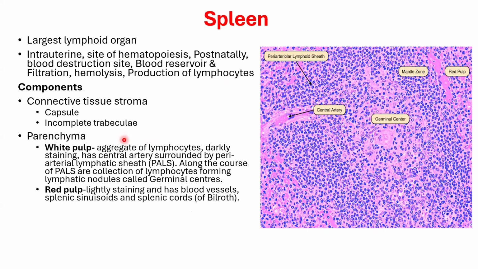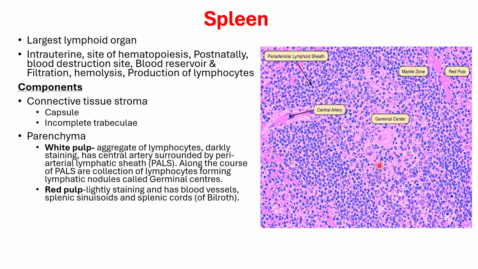What about the parenchyma now? Remember for the thymus, we had the cortex and the medulla. In the spleen parenchyma, we'll have the white pulp and the red pulp. The white pulp will contain all the aggregates of lymphoid tissues, and that is what you can see, the whole of this is the white pulp. It contains aggregations of lymphocytes here. Those are darkly staining; that is the mantle zone. Then at the center, you have a germinal center.